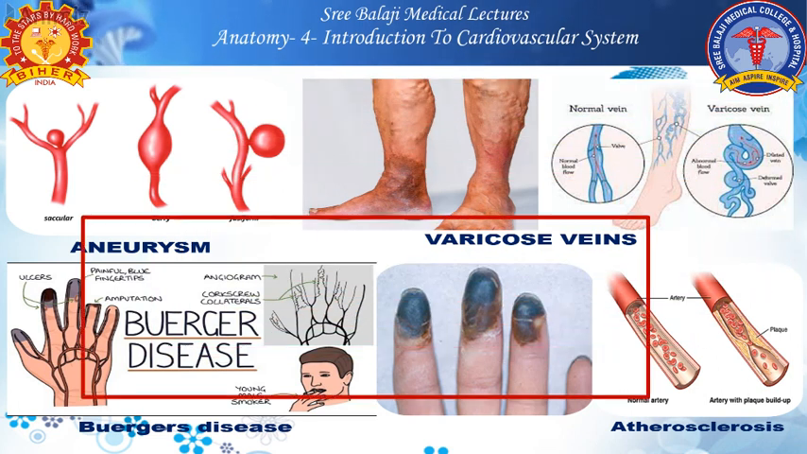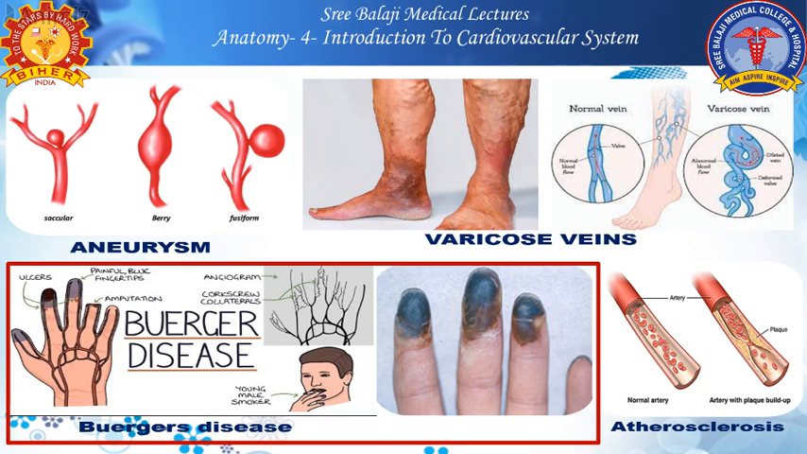Buerger's disease is a rare disease which is seen in young smokers. Here the arteries are occluded. It will lead to severe pain and there will be ulcers as well. This might need amputation of the fingers or toes.